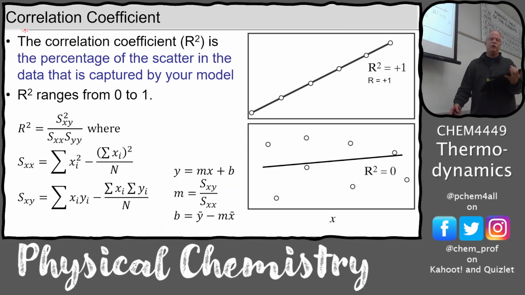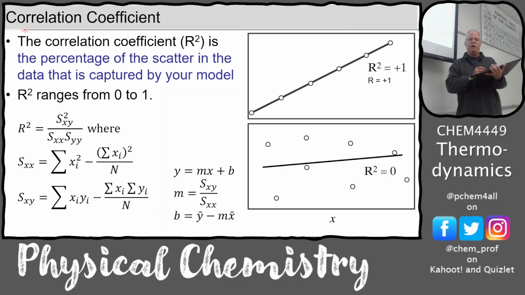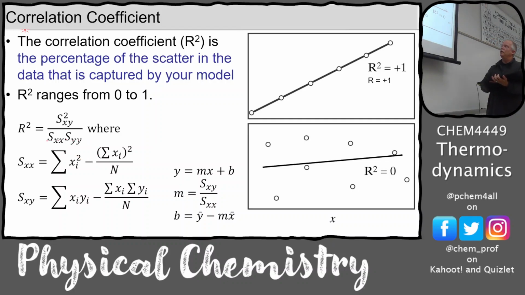So we'll see lots of calibration curves today. This correlation coefficient is related to the amount of scatter in the data that your model covers. So here's the data all over the place down here. You can draw a line through anything, but if you calculate the R-squared value, this one is going to be 0. And then up here, you see how beautiful those data points are captured by that line. It goes through all of them. That would be a perfect correlation where 100% of the scatter is captured by the model.